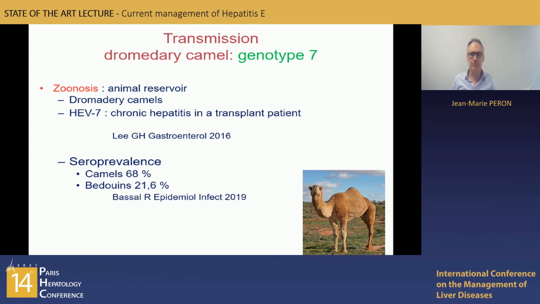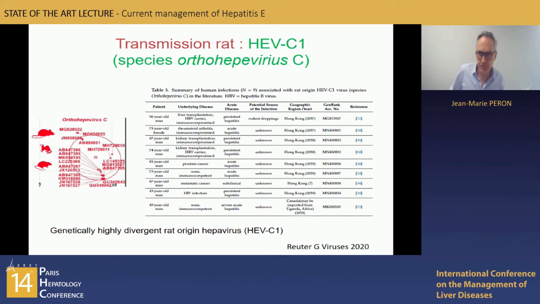Genotype 7. The newest genotype is actually the species Orthoepivirus C, HEV C1. So this is very interesting because this is data that's been published in the last few years. And Orthoepivirus C is genetically very divergent from Orthoepivirus A. So these are viruses that are not very similar, and you can still have zoonosis with HEV C1.